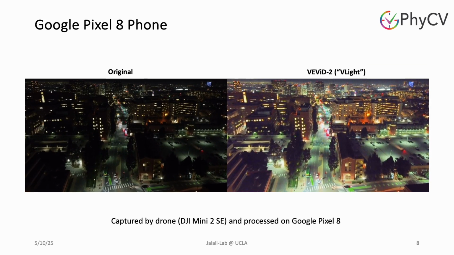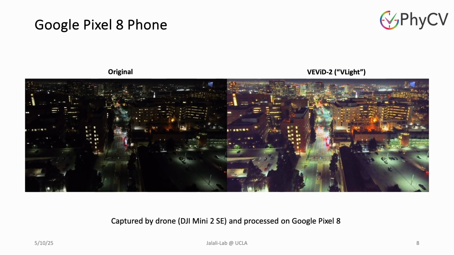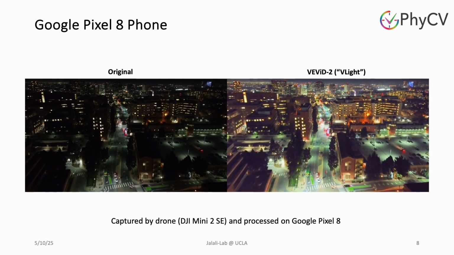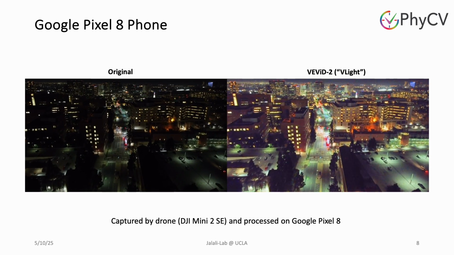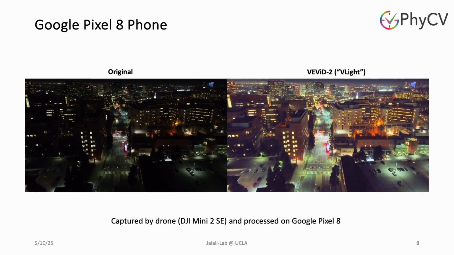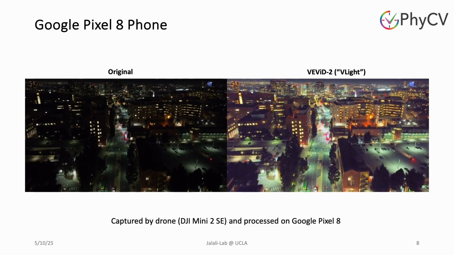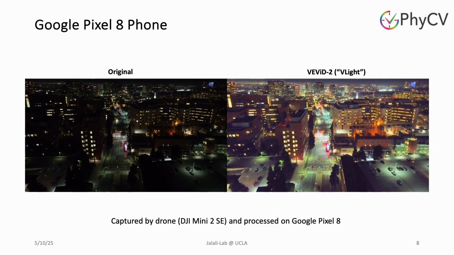This example shows DJI Mini 2 SE video recording captured and processed directly on a Google Pixel 8 smartphone, demonstrating remarkable improvement in low-light visibility. Modern smartphones like the Pixel 8 already serve as visual command centers for photography and FPV drones, receiving live 720p or 1080p video streams for real-time piloting and monitoring.